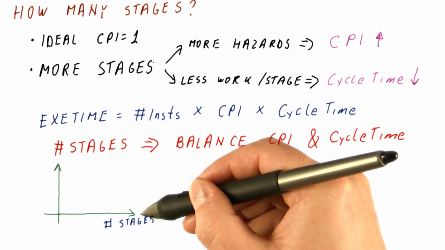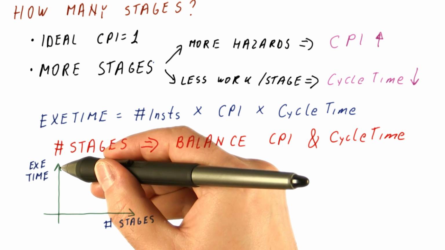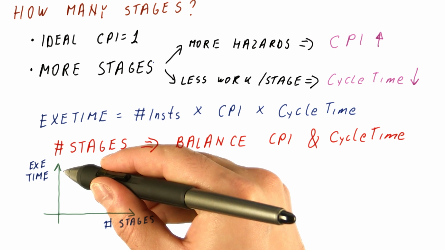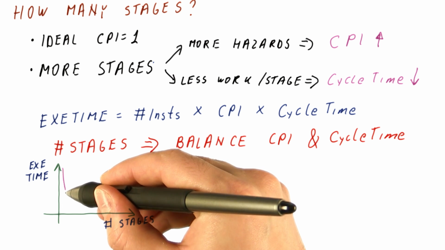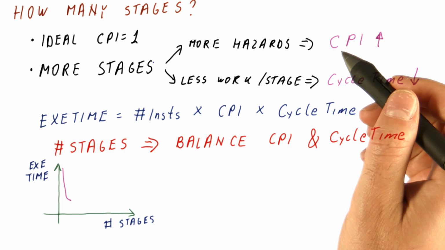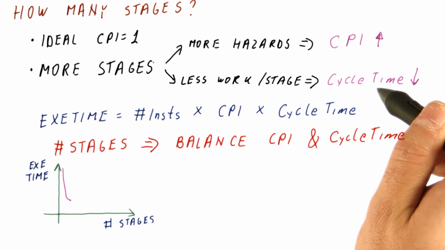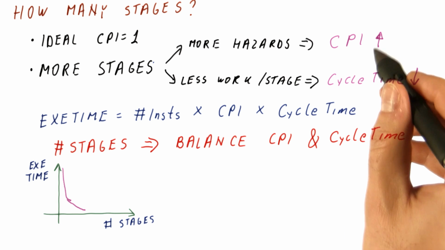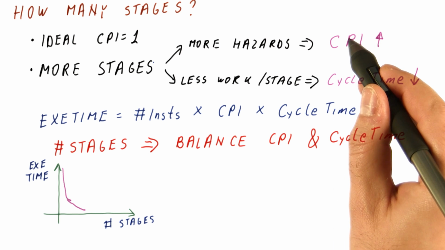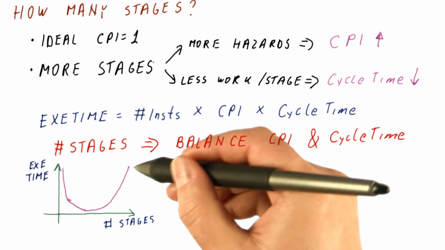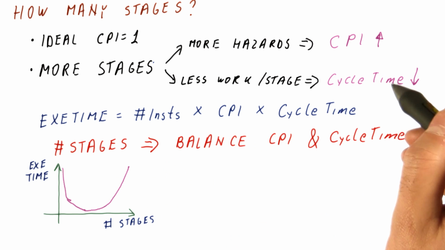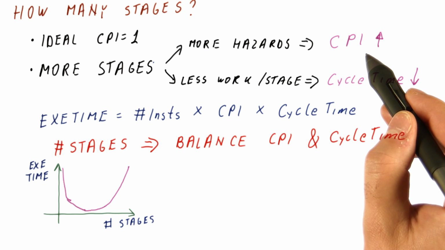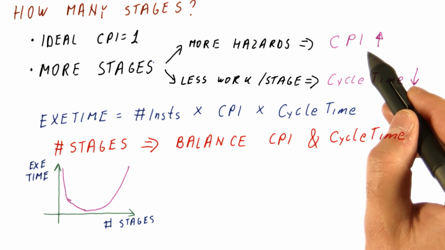We can plot the number of stages here and how execution time depends on it, and this is what it looks like. As you increase the number of stages, the execution time drops because you still don't have too many hazards, but you're improving the clock cycle time. At some point, you get fewer benefits from reducing the cycle time, and the CPI increase starts to hurt. Beyond some point, you are no longer shortening the cycle time very much, but you're suffering a lot from hazards that are now causing dependencies that cause many, many cycles of stalls or flushes.